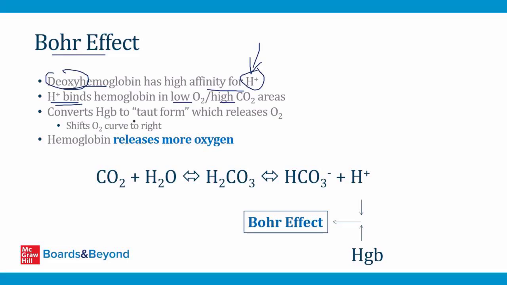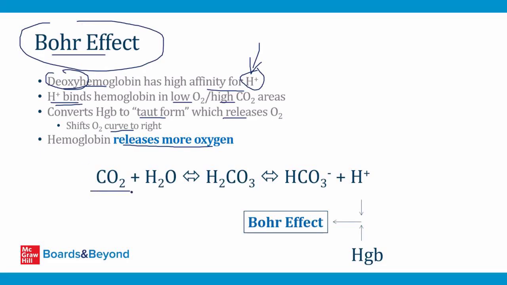And what this does is it converts hemoglobin to the taut form, which releases oxygen. I talk about the taut and relaxed forms in detail in the video on hemoglobin, but conversion to the taut form shifts the oxygen dissociation curve to the right and causes hemoglobin to release more oxygen. And so the Bohr effect is simply a description of this entire phenomenon of deoxyhemoglobin binding protons and releasing more oxygen. And hopefully you can get that this all makes sense.